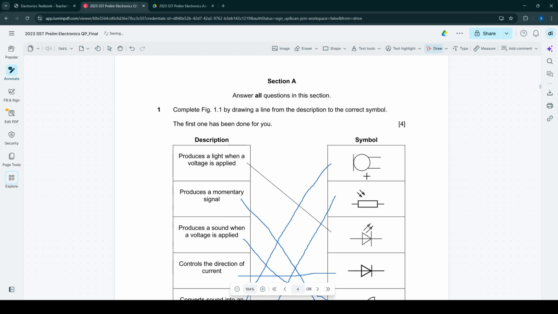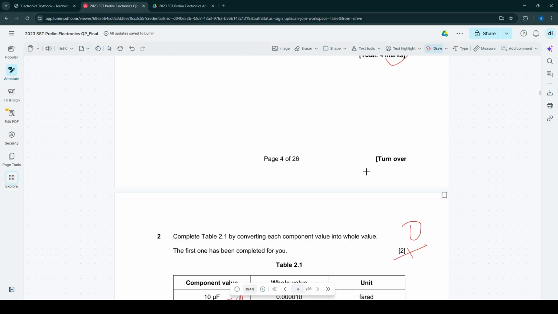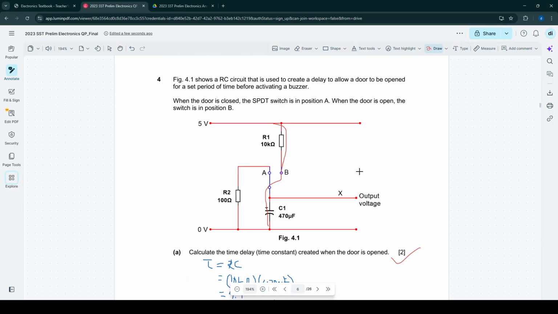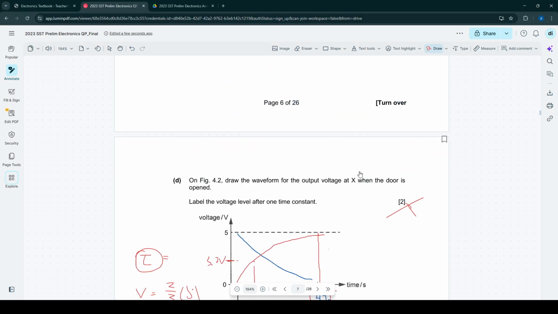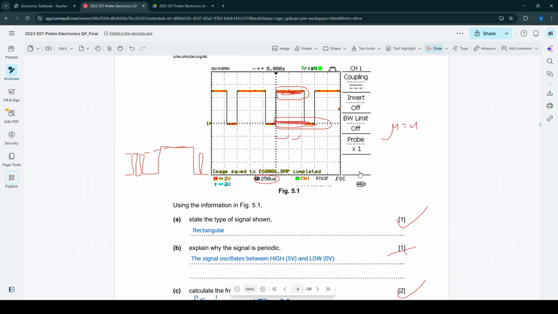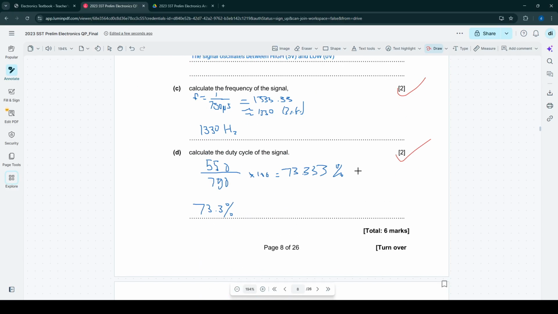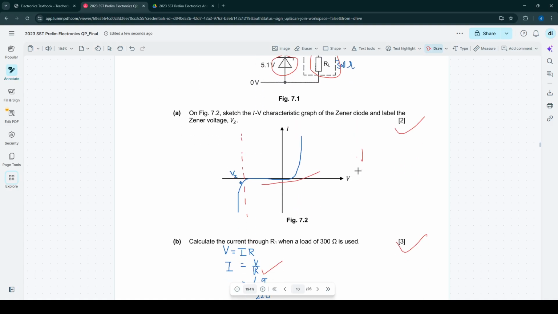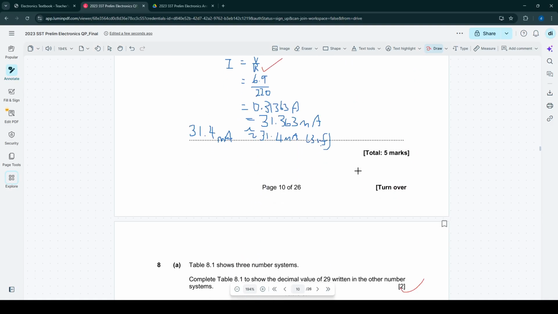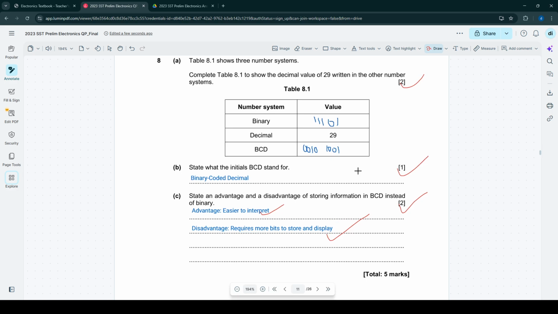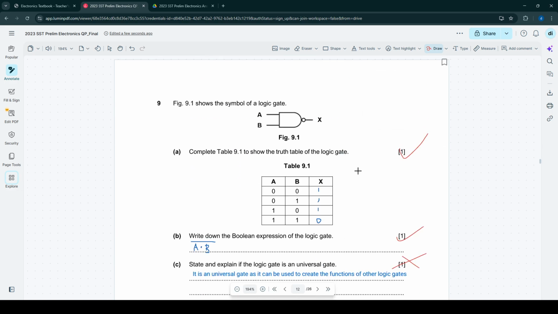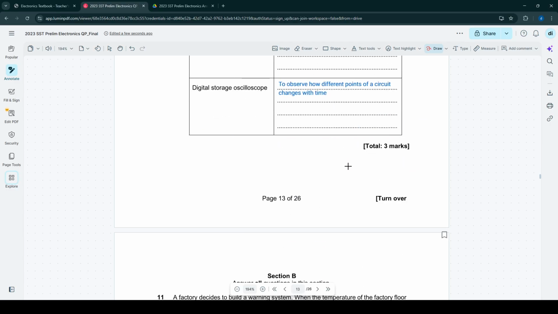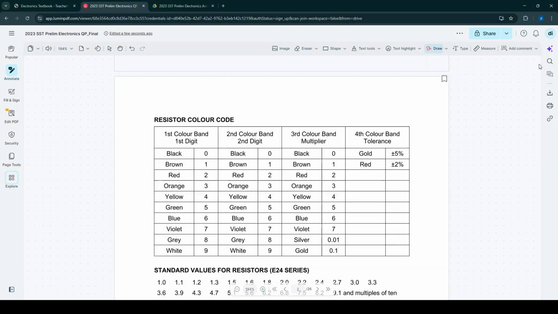Okay, so you get 4, 1, 1, 2, 2, 1, 2, 2, 1, 2, 3, 2, 1, 2, 1, 1, 1, 2. So out of 40, I think you got 31. That's not too bad, I guess.